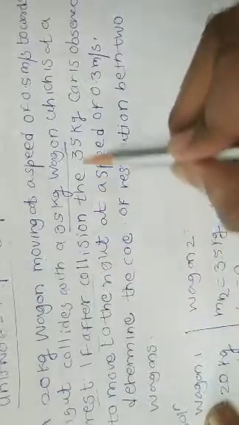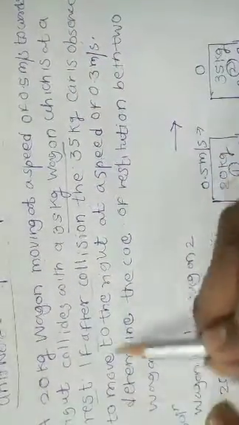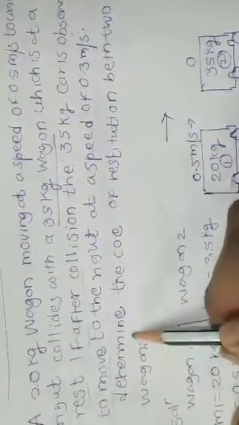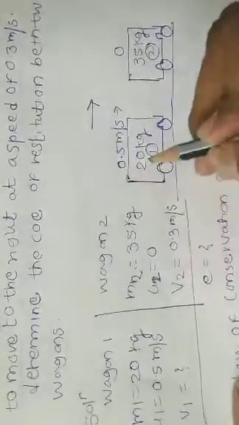If after collision the 35 kg wagon is observed to move to the right at a speed of 0.3 meter per second, determine the coefficient of restitution between the two wagons. So we will show it diagrammatically.